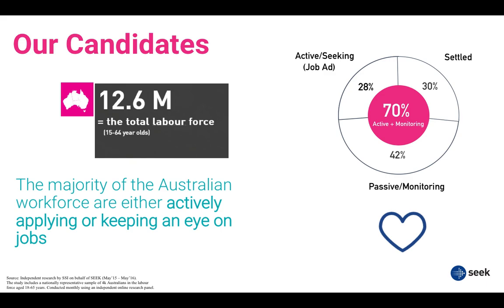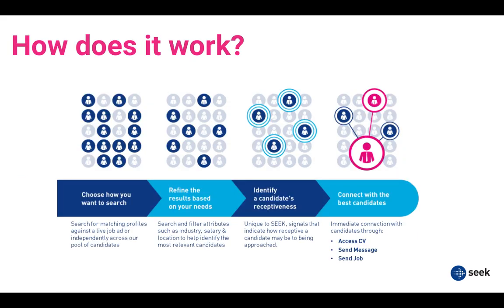So Premium Talent Search helps us tap into this 42%, but in total we're open to 70% of the market at any given time. So that's huge. Now, what is Premium Talent Search, or more so, how does it work?